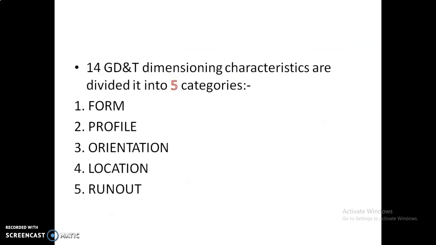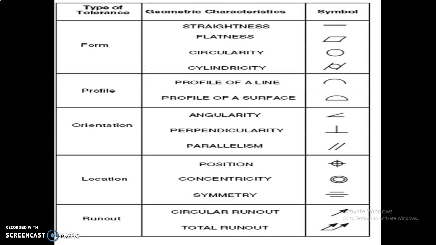14 GD&T symbols or characteristics are divided into 5 categories. These are form, profile, orientation, location, and runout. In form we have straightness, flatness, circularity, and cylindricity. In profile we have profile of a line and profile of a surface. In orientation we have angularity, perpendicularity, and parallelism. In location we have position, concentricity, and symmetry. In runout we have circular runout and total runout.